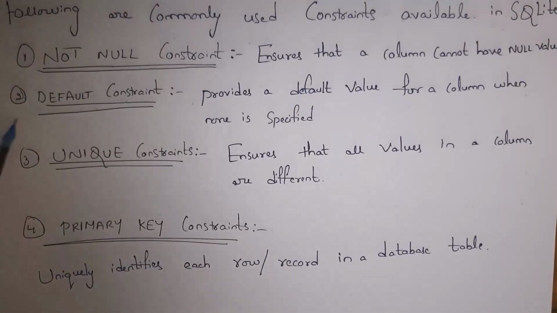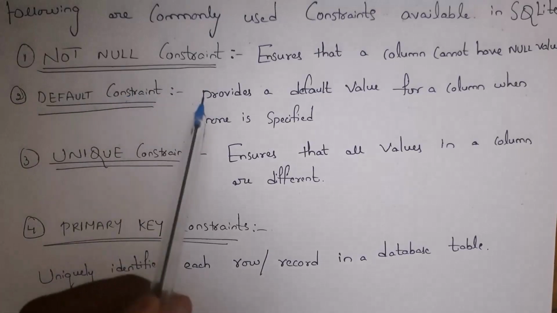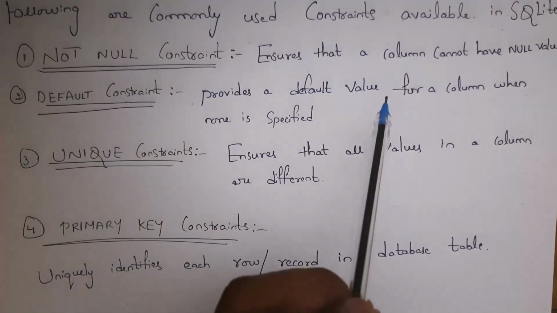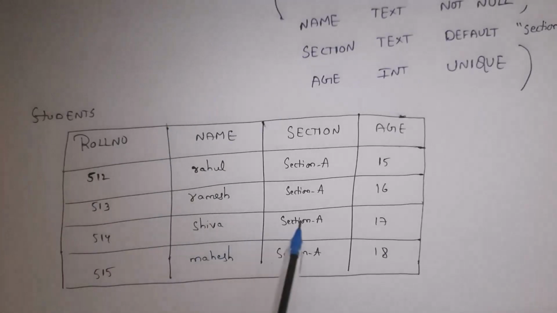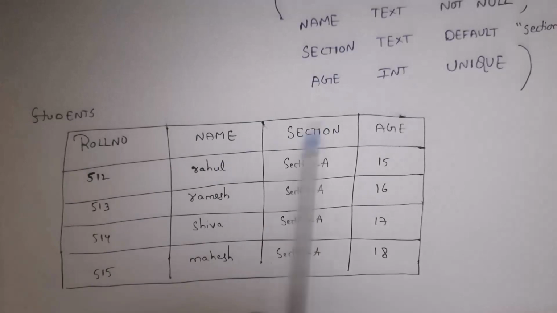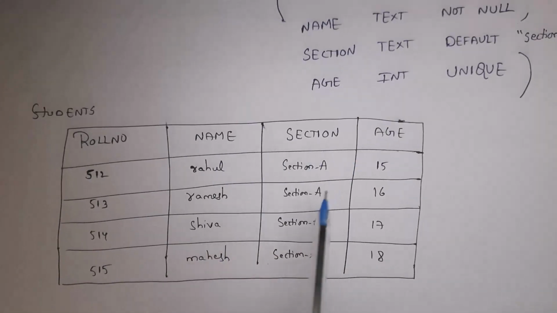Next one is default constraint. Default constraint provides a default value for a column when none is specified. For example, for all the students, I want to set section as section A. So by using default constraint, you can apply a default value to this particular column. Whenever you don't give any data, by default it will take the value section A.